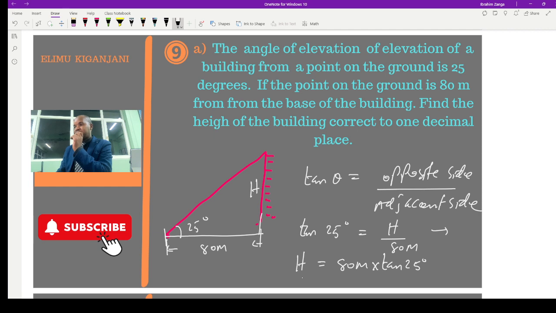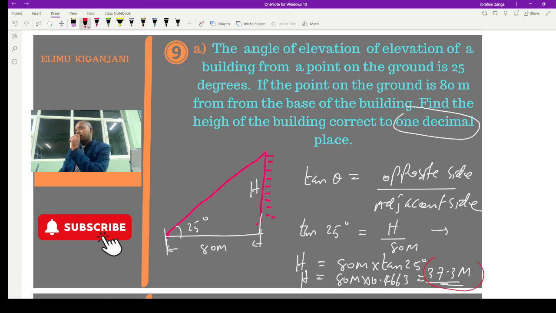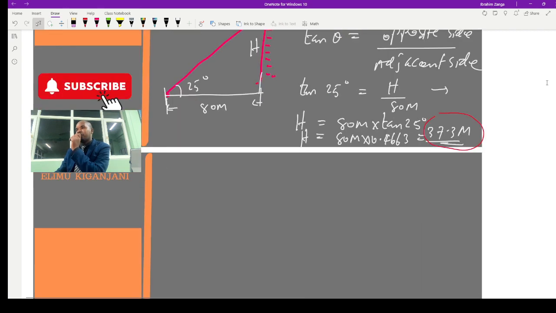So we'll be taking h equals 80 meters times 0.4663, eventually you are going to get 37.3 meters. And because the question said correct to 1 decimal place, then it's okay that the answer is going to be 37.3 meters correct to 1 decimal place.